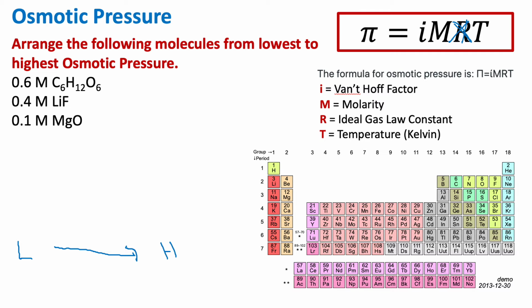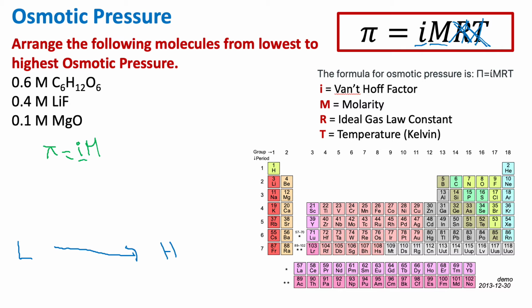Same with the temperature. The temperature isn't given in the question, so I'm going to assume that the temperature is the same for all of the molecules. If the temperature is the same for all of the molecules, it's not going to impact which one has the higher or lower value, so I'm going to cross it out as well. Now we're just left with the Van 't Hoff factor and the molarity. Starting from the magnesium oxide, I write out pi equals Van 't Hoff factor times molarity.